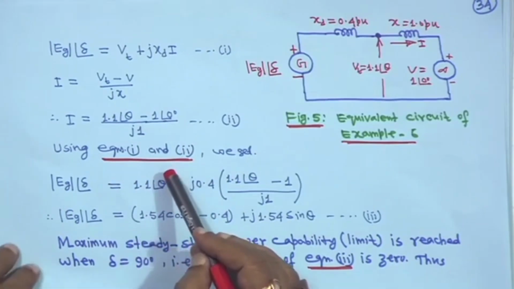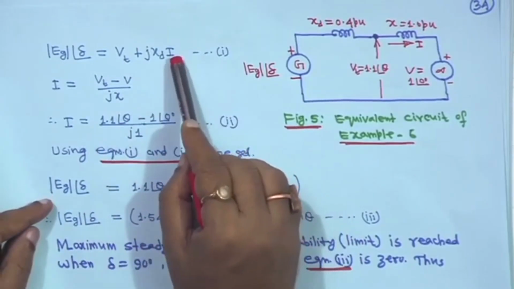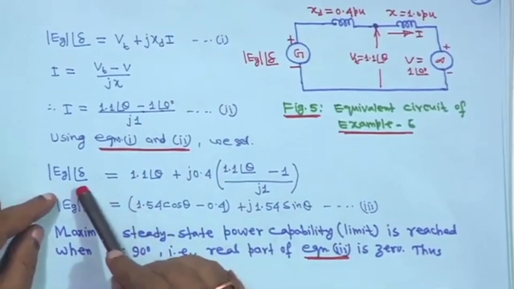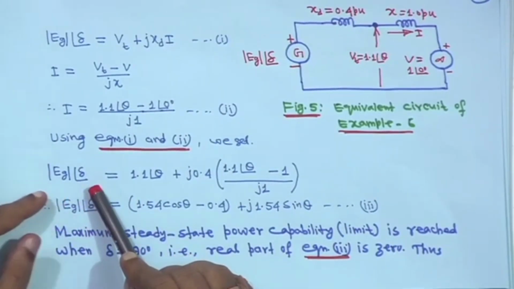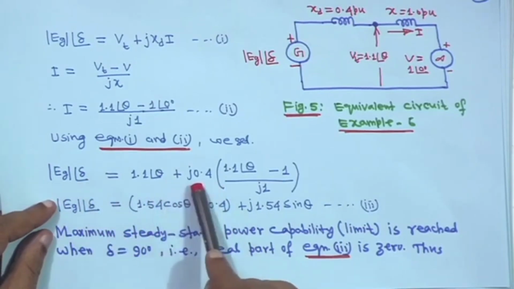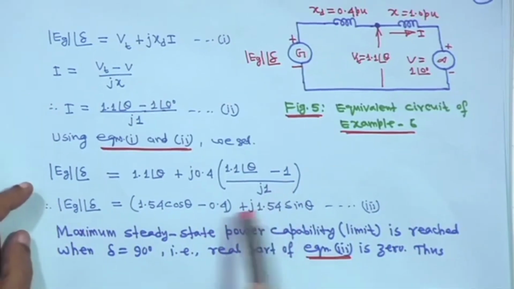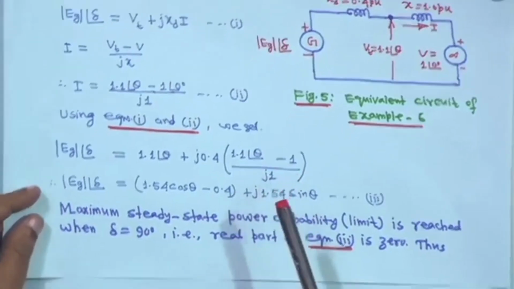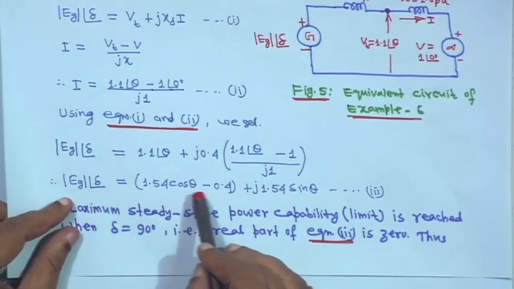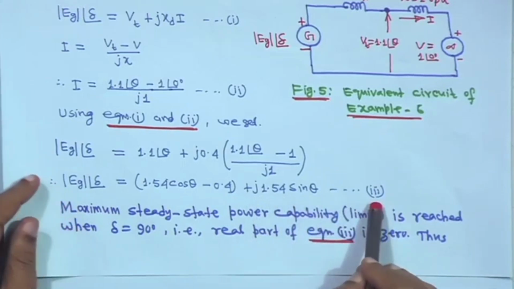So, now using equations 1 and 2, you substitute here. Then E_g angle delta is equal to 1.1 angle theta plus j 0.4 times (1.1 angle theta minus 1) upon j 1. If you simplify this, you will get E_g angle delta equal to 1.54 cos theta minus 0.4 plus j 1.54 sin theta. This is equation 3.